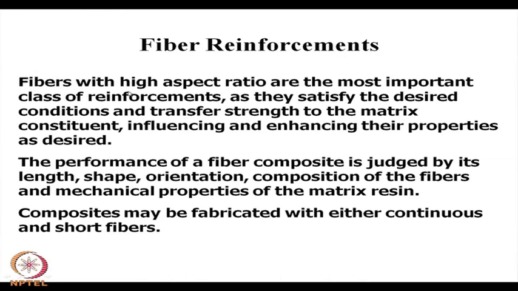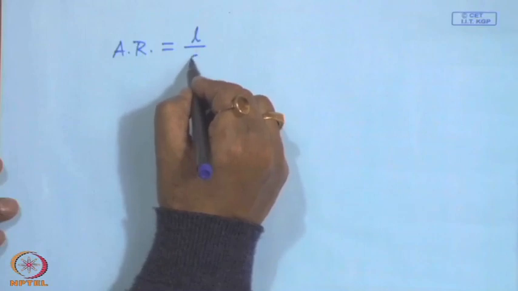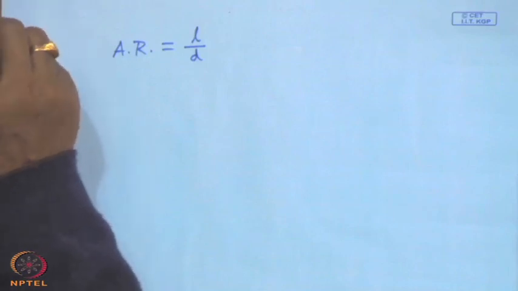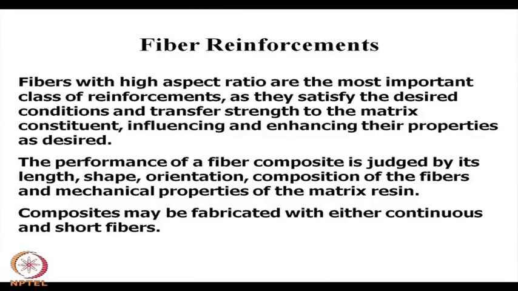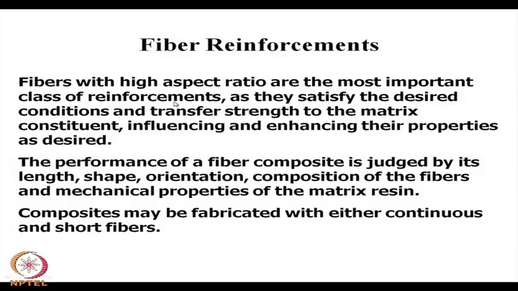What would be the characteristic of the fiber? The fiber must have high aspect ratio, means the aspect ratio is the ratio of the length of the fiber to diameter. That means thinner the fiber, higher would be the aspect ratio. That means higher would be the surface area of the fiber, and that will provide more interface area between the matrix and the fiber, and that can lead to a very strong composite. So, that is why if the aspect ratio is very high, that will give very strong composites, as they satisfy the desired conditions and transfer strength to the matrix constituents.